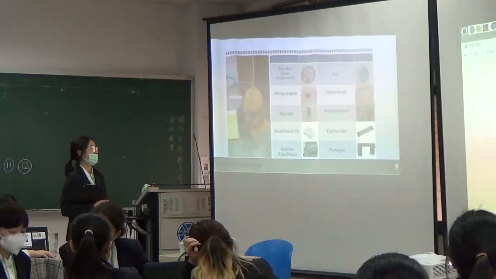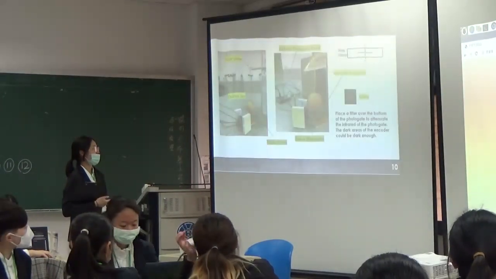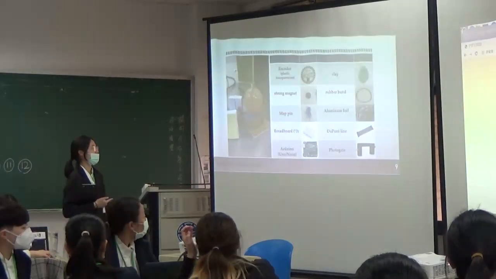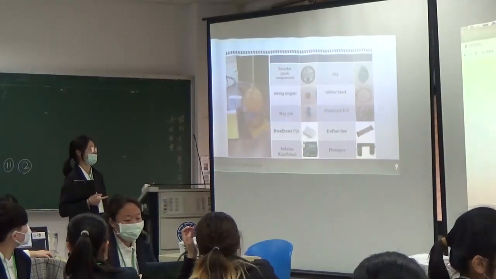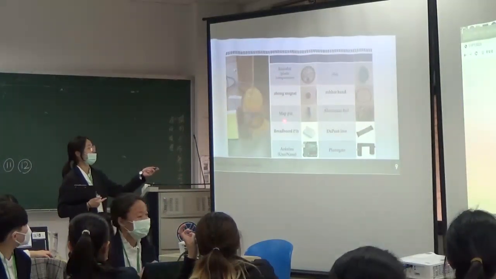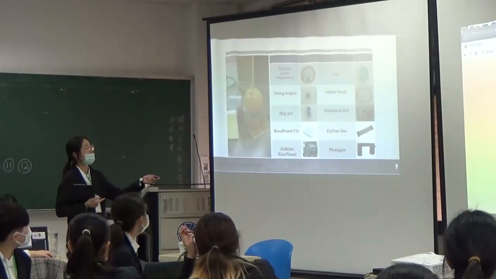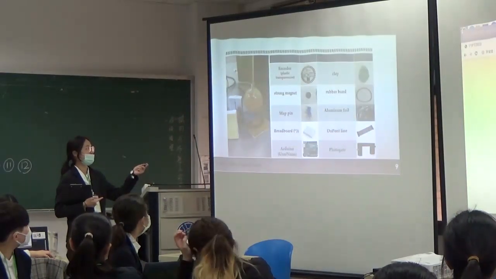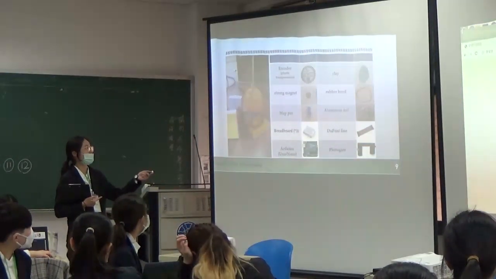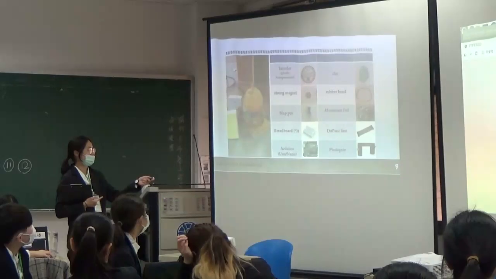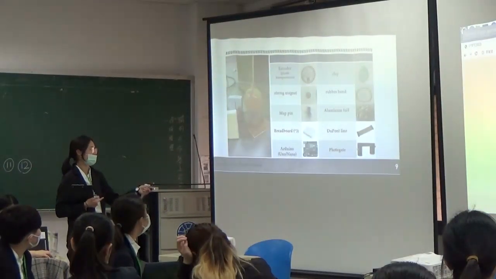And this is our device: encoder, plastic transparencies, strong magnet, mapping, breadboard, Arduino, clay, rubber band, aluminum foil, Dupont line, and photogate.